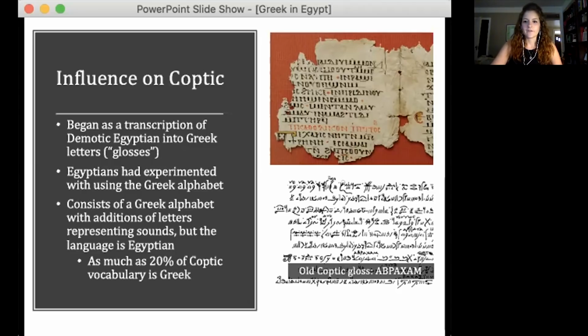Greek and Coptic more or less coexisted as official languages until the Muslim conquest, and even after the conquest, there were many bilingual Greek-Arabic documents well into the 10th century AD. Coptic is now used as the liturgical language of the Coptic Orthodox Church of Alexandria. As much as 20% of Coptic vocabulary is Greek, probably influenced by the sheer amount of liturgical texts in both languages.